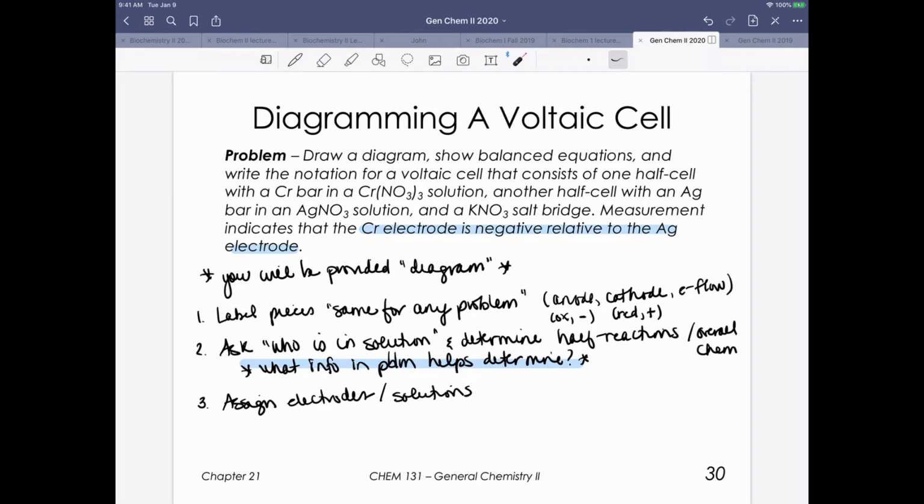All right, you ready to try one on our own? So this is a sample problem. I think it's sample problem 20.2 that's in your textbook: how to diagram a voltaic cell.